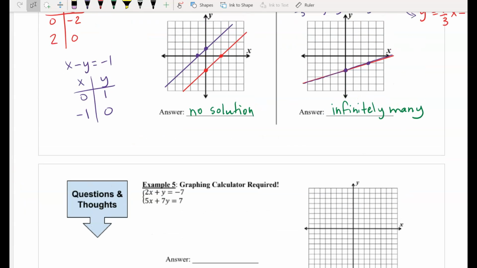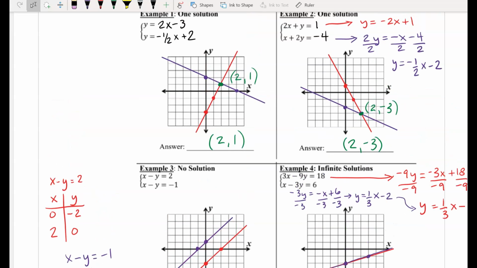In all of these examples, we were able to graph our lines, and the intersections, if there were any, were on the grid. So we knew exactly what the numbers were for our x and our y values. But if our intersection happens not where the grid crosses, then that means our answers are decimals or fractions, and that's a lot harder to estimate accurately. So we need a calculator to help us out.